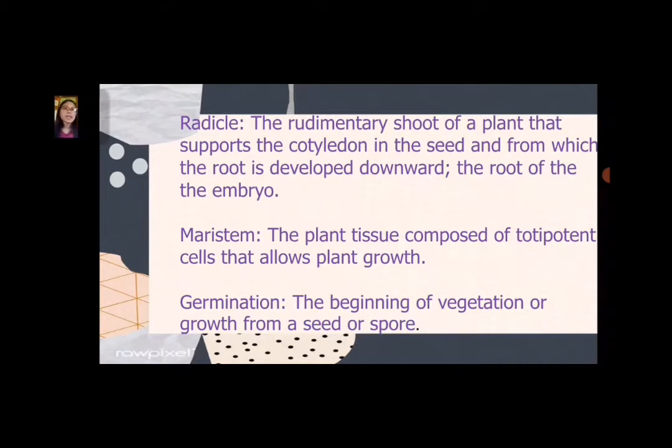So next is the meristem, the plant tissue composed of totipotent cells that allows plants to grow. So just like what I said earlier, ang meristem ito ay ang plant tissue na nagbubuo o bumubuo ng totipotent cells. So when we say totipotent cells, it is a cell that has the capacity to self-renew by dividing and to develop into the three primary germ cell layers of the early embryo and into extra-embryonic tissues such as the placenta. So ito ay ang nagbibigay daan sa paglaki ng halaman.